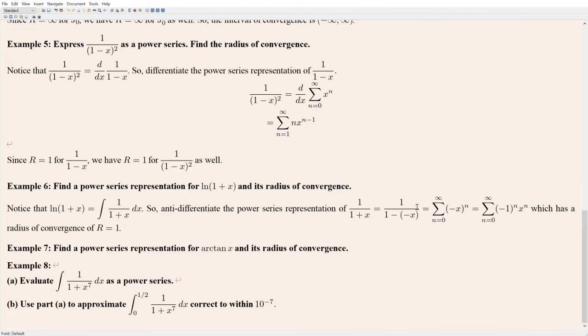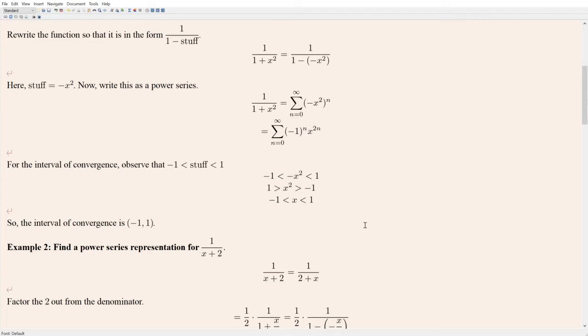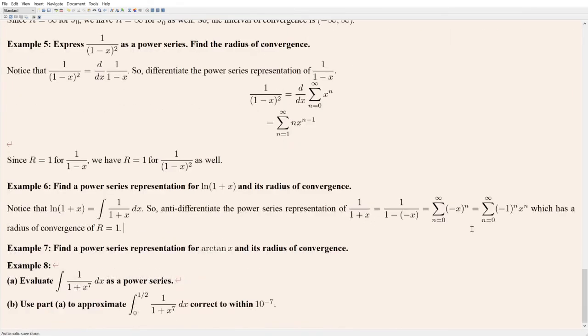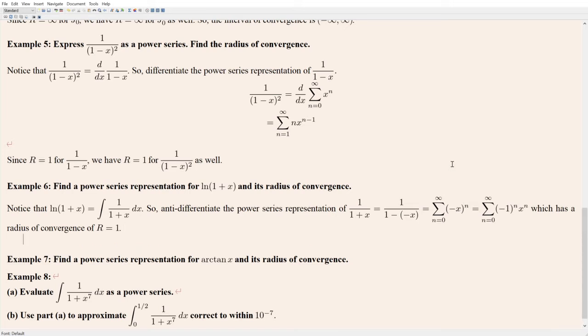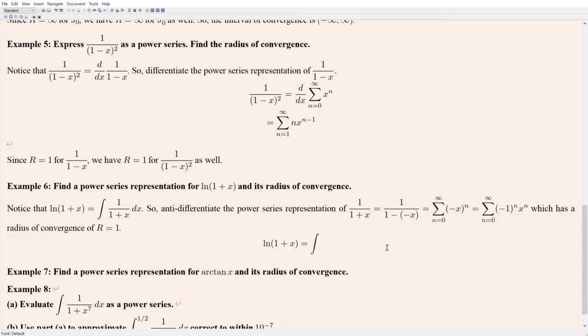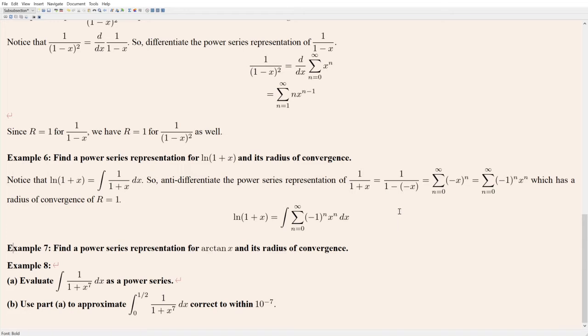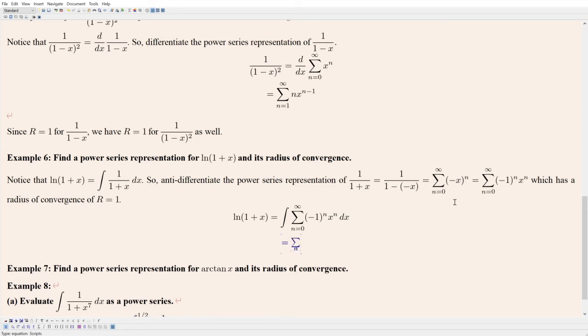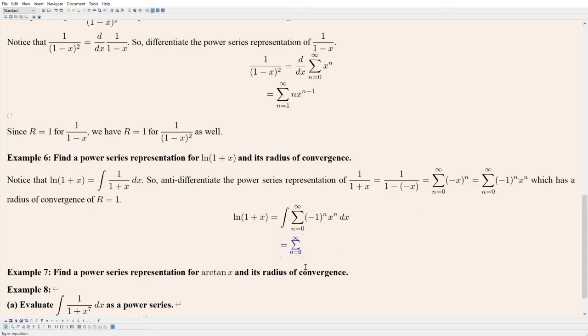So why does this have a radius of convergence of r equals 1? Well, because the radius of convergence of the geometric series is r equals 1. And here the stuff is negative, but whatever. Plopping a negative sign in front of it isn't going to change the magnitude of the interval. So check that for yourself if you want, but I think it's clear. Anyway, so we need to anti-differentiate this power series. Which, well, we just apply the power rule. And since we're anti-differentiating, we don't need to worry about changing the starting point.